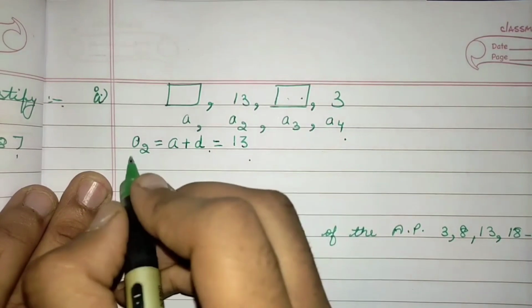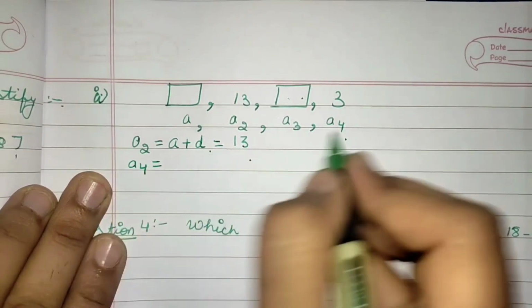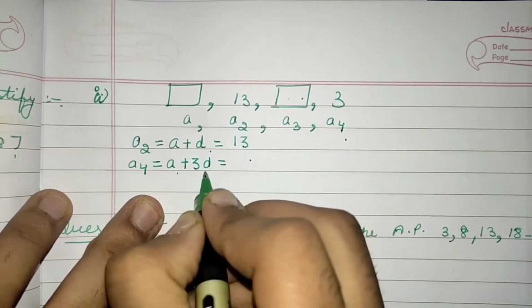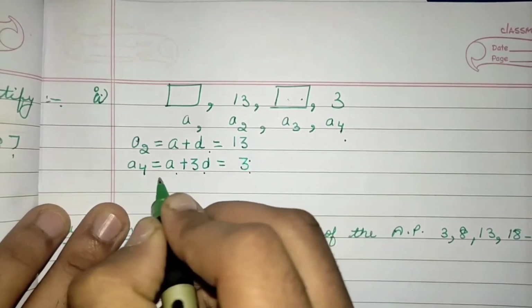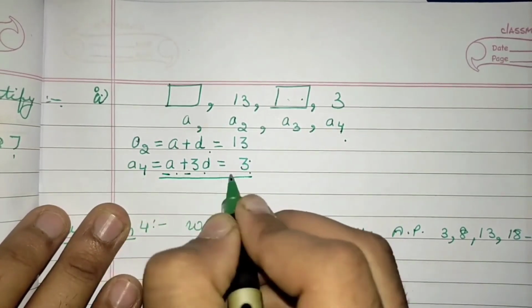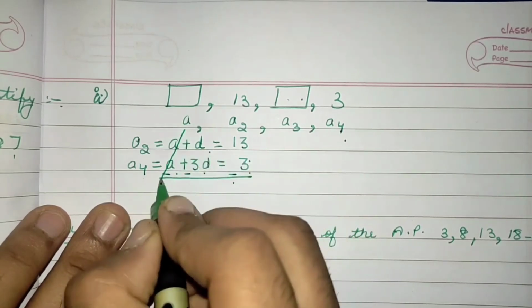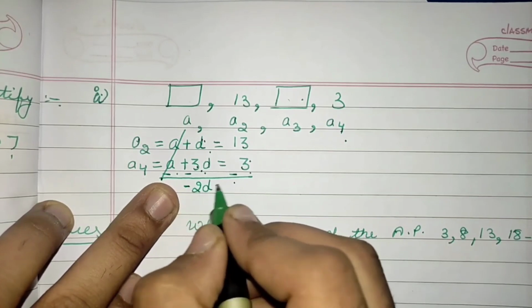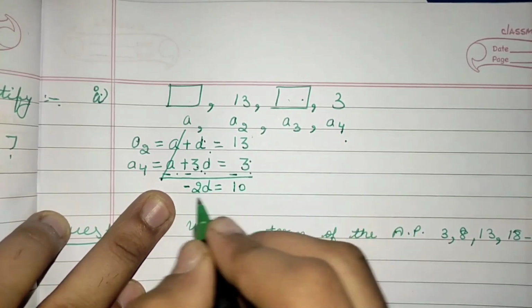It is my 13. Next, which is given to you is A4. How can I write down A4? A4 is my a plus 3d, which is equal to 3. So now after doing subtraction, a and a will get cancelled out. It will become minus 2d is equal to 10.